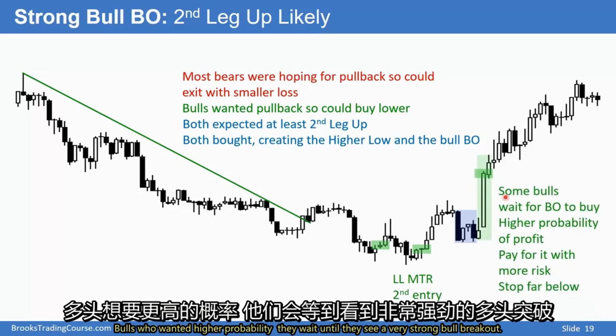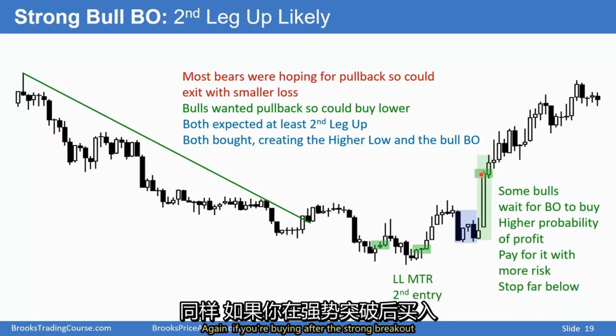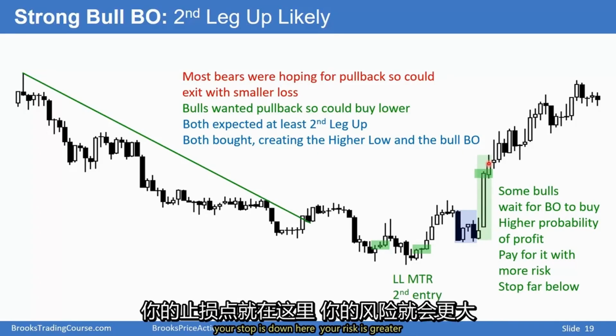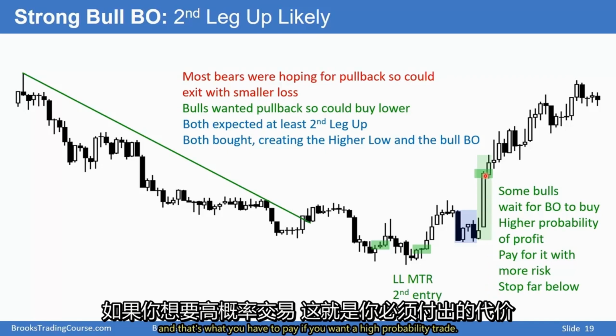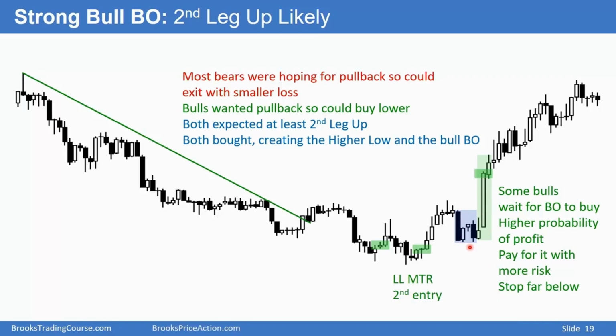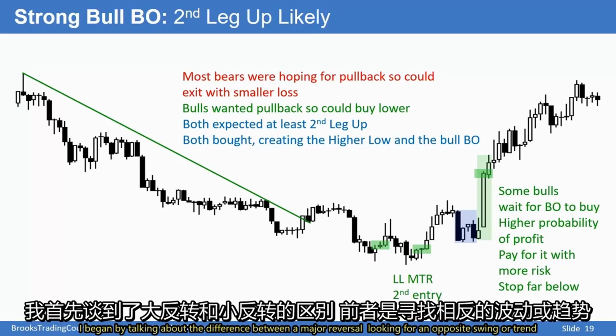Bulls who wanted higher probability, they wait until they see a very strong bull breakout and they buy the close here or buy the close here. Again, if you're buying after the strong breakout, your stop is down here, your risk is greater, and that's what you have to pay if you want a high probability trade.